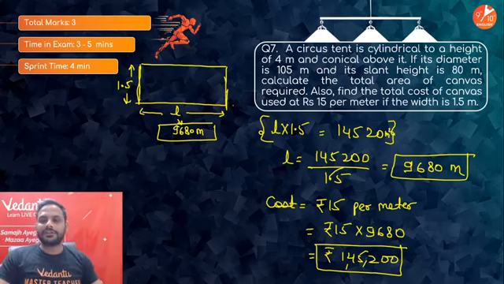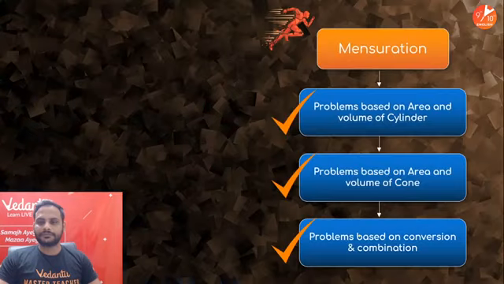Okay. Now the cost is 15 per meter. So I need 9680 meters of cloth. So 9680 into 15, which is 145,200 rupees. 1,45,200 is the price. Alright, beta.